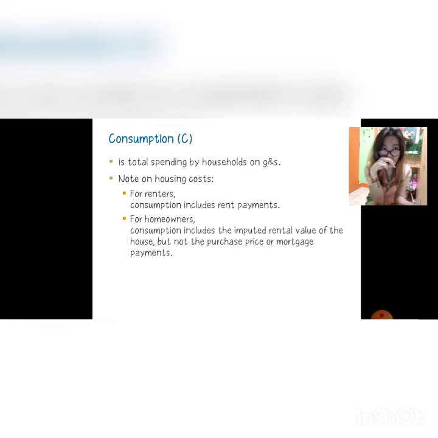So, what is imputed rental value? Master mo anak, kay accountancy mo. Ilabas ang inyong bangis. Okay? So, ang considered as consumption, which is included in the computation of GDP, are the imputed rental value of the house, not the purchase price nor the mortgage payments. Okay? Di na ko expound sa imputed rental value because master na gid mo na in accounting 1.